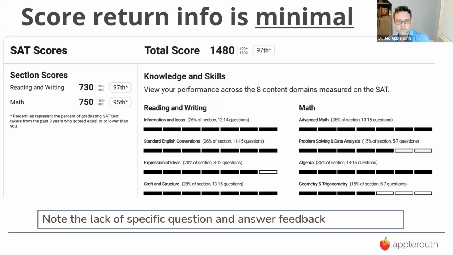They're just showing you, as an example, for reading and writing. This student got a 730 on reading and writing. And they give you these blocks, like how many black lines are filled in.